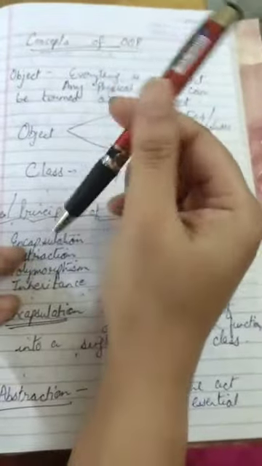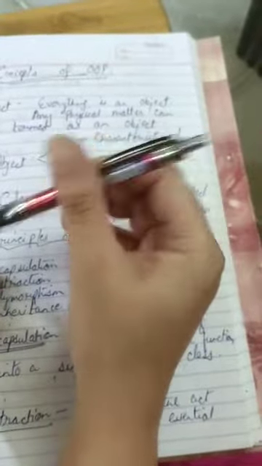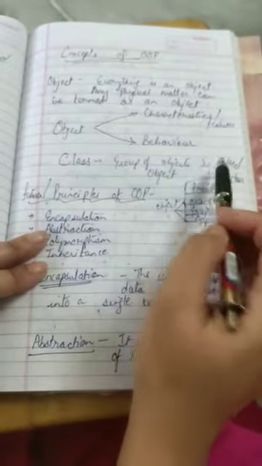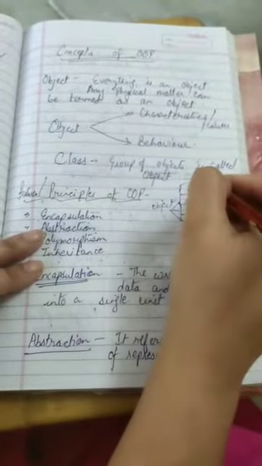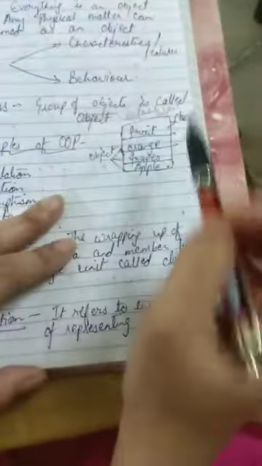Let's take the example of this pen. The color of the pen, the size of the pen, the ink of the pen, the features of the pen, all are the characteristics and behavior of this object, and the pen is an object. And the second term which we have is class. A group of objects is called a class, right? Let's get a clear idea with the help of an example.